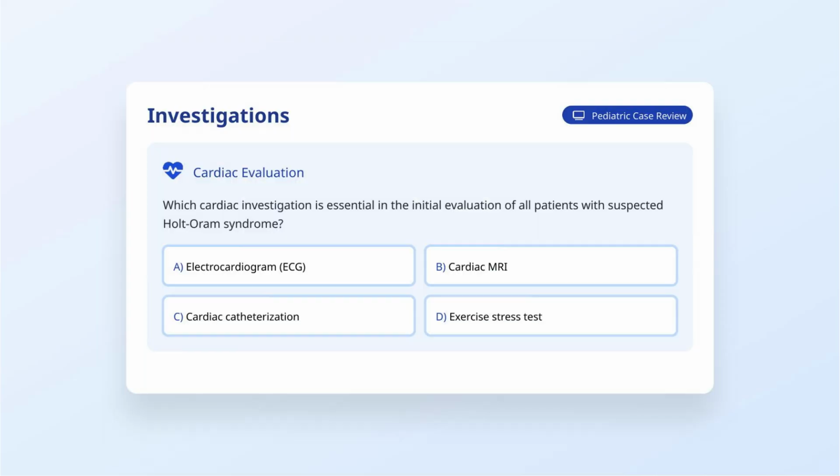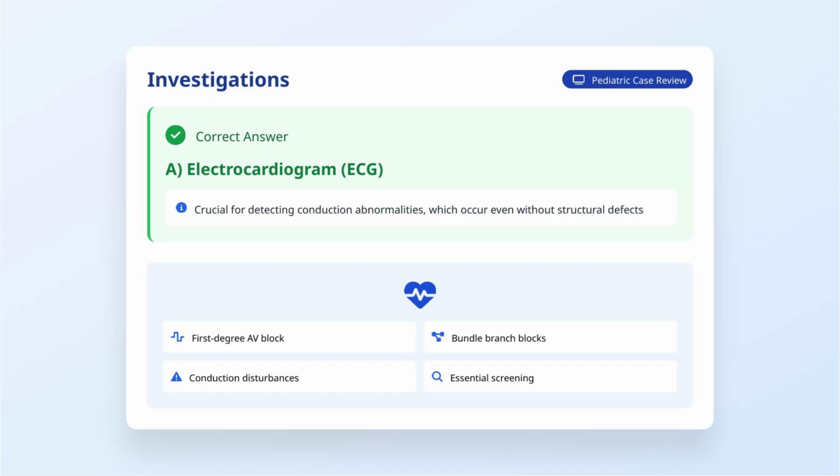Which cardiac investigation is essential in the initial evaluation of all patients with suspected Holt Oram syndrome? A. Electrocardiogram. B. Cardiac MRI. C. Cardiac catheterization. D. Exercise stress test. The correct answer is A. Electrocardiogram. An ECG is essential in evaluating all patients with suspected Holt Oram syndrome, even those without apparent heart defects. This is because conduction abnormalities can occur independently of structural cardiac defects. Common findings include first-degree AV block, bundle branch blocks, or more severe conduction disturbances requiring intervention.